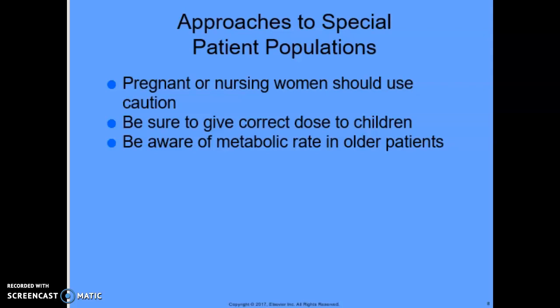And here's another example of why collecting the proper and correct vital signs is so important. The metabolic rate typically slows with the aging process, as we've talked about before. So this results in increased susceptibility to buildup of chemicals in the body that can lead to a toxic condition.